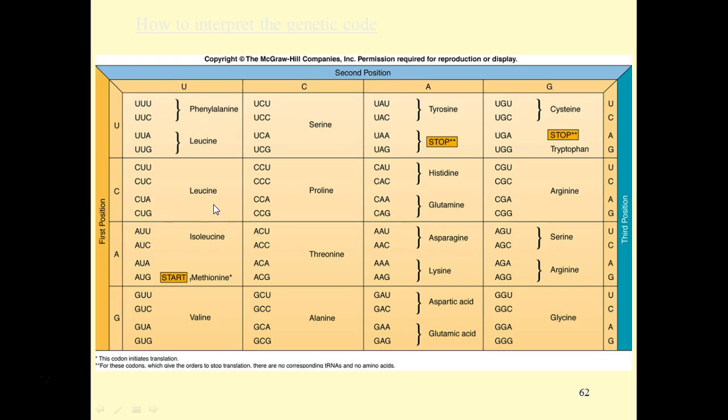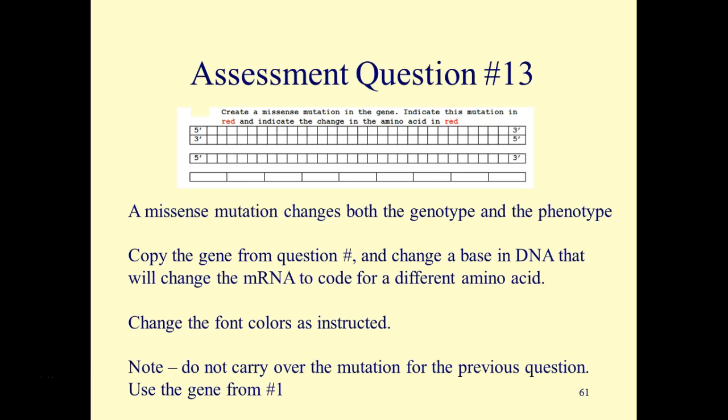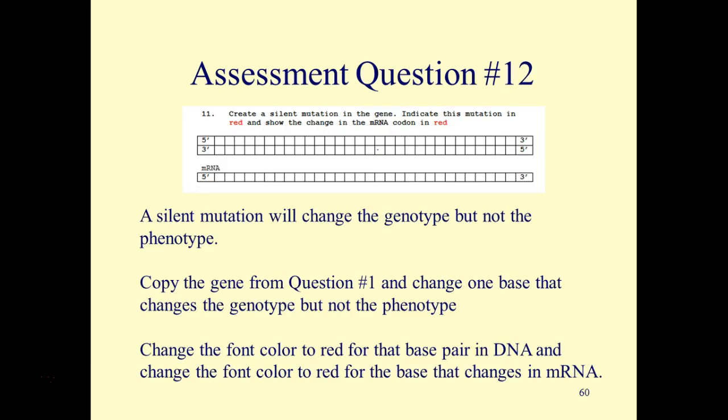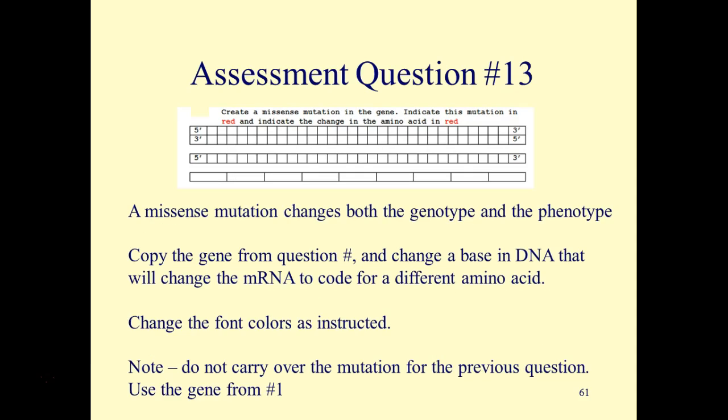So you can see that this type of mutation, a silent mutation, is not at all devastating to the cell. It makes absolutely no difference in the phenotype. Okay, so I'm going to show that in red, and then you'll show the change in the messenger RNA codon in red as well.